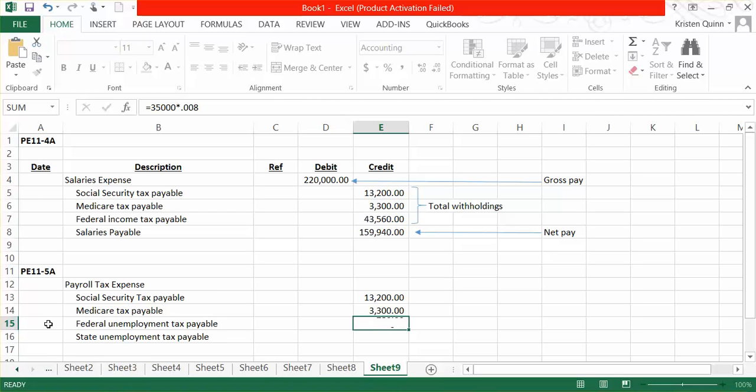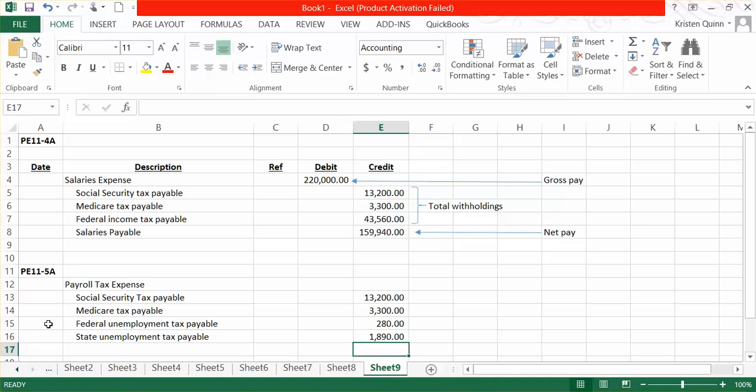We now have to calculate our total amount of payroll tax expense, which is just the sum of what we're paying to the Social Security tax department, the Medicare tax, the federal unemployment, and the state unemployment. So in total, we are paying $18,670.